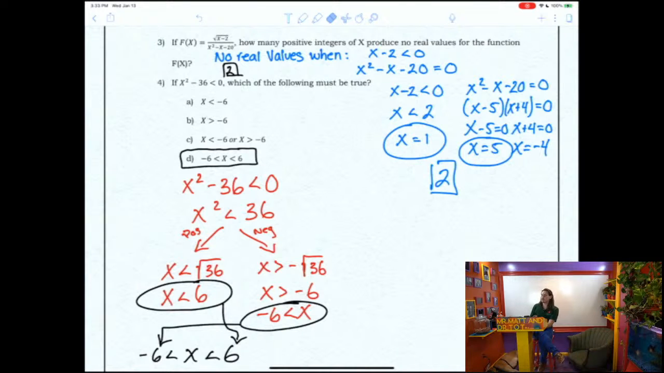So if we take x minus 2 and set it less than 0, that's testing which inputs for x will produce negative values. Adding 2 to both sides from x minus 2, we're going to get x is less than positive 2. There's only one positive integer less than positive 2, and that's positive 1. So we have one integer from the numerator that will produce a non-real value.